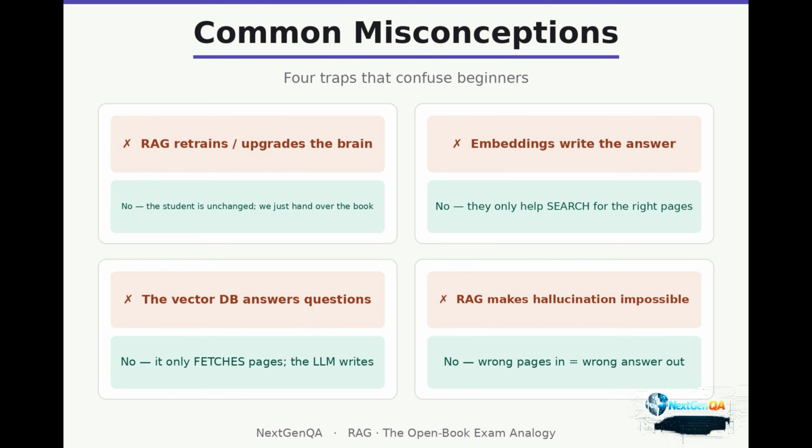Misconception 4. With RAG, hallucinations are completely impossible. Not quite. RAG greatly reduces hallucinations, but if you retrieve the wrong pages or the answer simply is not in your documents, the AI can still slip. Good context in means good answers out. Garbage in, garbage out, even for open book students.